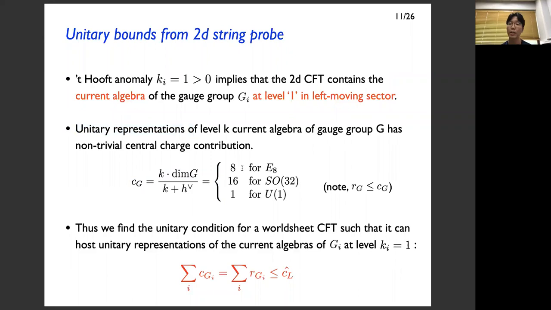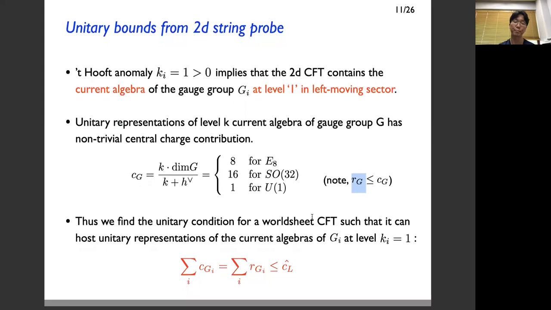Sorry, I forgot. So when the level is 1, for E8 we have central charge contribution 8. And for level 1 SO(32) current algebra, we have a contribution of 16. And for each U(1), we have a contribution of plus 1. Okay. And also, this central charge contribution for any k is always bigger than or equal to the rank of the gauge group. Okay.